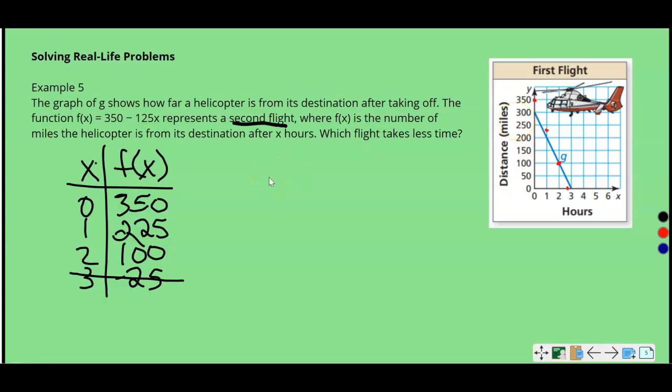But if you want another way to check it, besides looking at the graph, you could also plug your initial value in for your function and see what x would be. So remember, x is your number of hours. So we have f of x equals 350 minus 125x. And this was given. This is our function here that is given. The function represents a second flight.